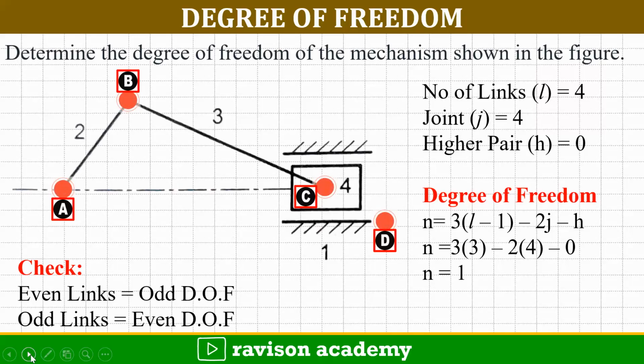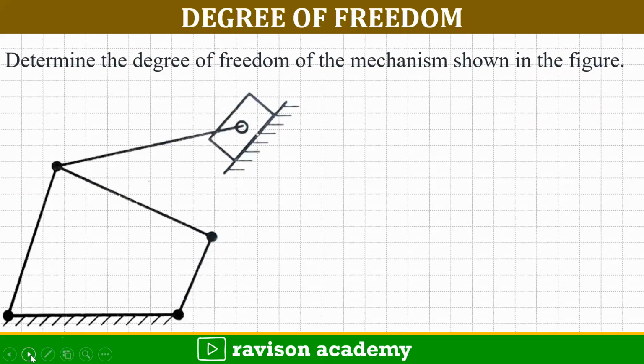So here we can check the answer. When there are an even number of links, the degree of freedom will be odd, and when there are an odd number of links, the degree of freedom will be even. So here 4 links are there, so the degree of freedom should be odd, so n equals 1. So the answer is correct.